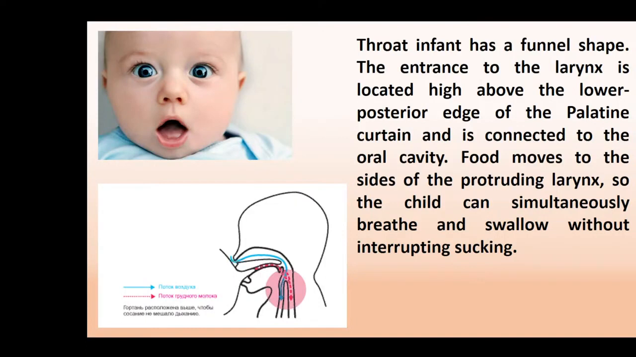So, the infant has a final shape. The entrance to the larynx is located high above the lower posterior edge of the palatine setting and connected to the oral cavity. Food moves to the side of the protruding larynx, so the child can simultaneously breathe and swallow without interrupting sucking. As a result, as the previous slide described.